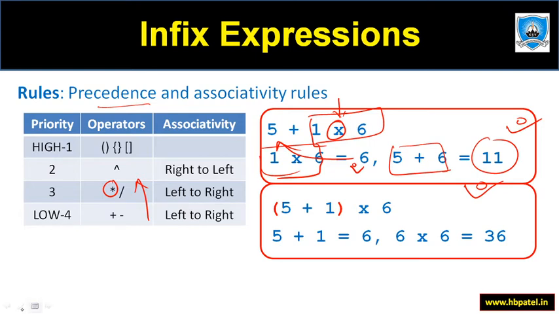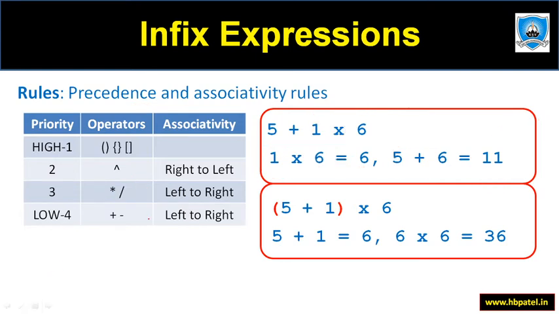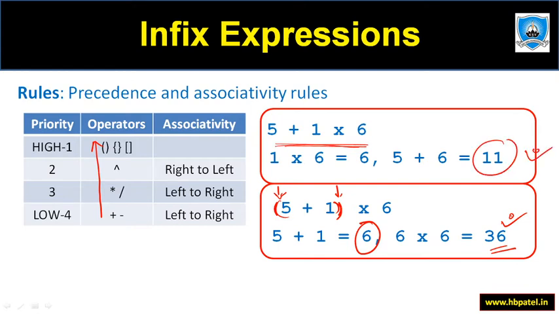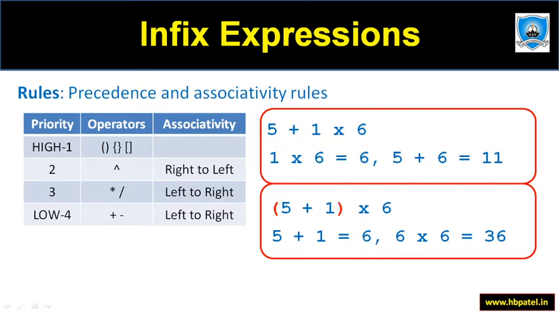Alright, but if the same thing is given with parenthesis, so we know that parentheses are having the highest priority. So first this parenthesis will be evaluated. 5 plus 1, so that will be 6, and that 6 is multiplied with 6, so 36. So if this is the expression where parentheses are given, in that case answer will be 36. If parentheses are not given, if this is the simple expression, then the answer is 11. So this is how we evaluate a different expression using operator or parentheses.